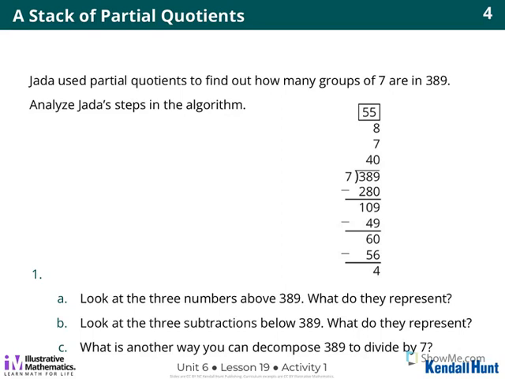Okay. All right. So we're going to dissect this thing. So first of all, look at the 3 numbers above 389. What did those 3 numbers represent? What did we figure out? Riker. They represent 280, 49, and 56. Okay, I see what you're saying. So what do you mean 280? How do they represent 280?